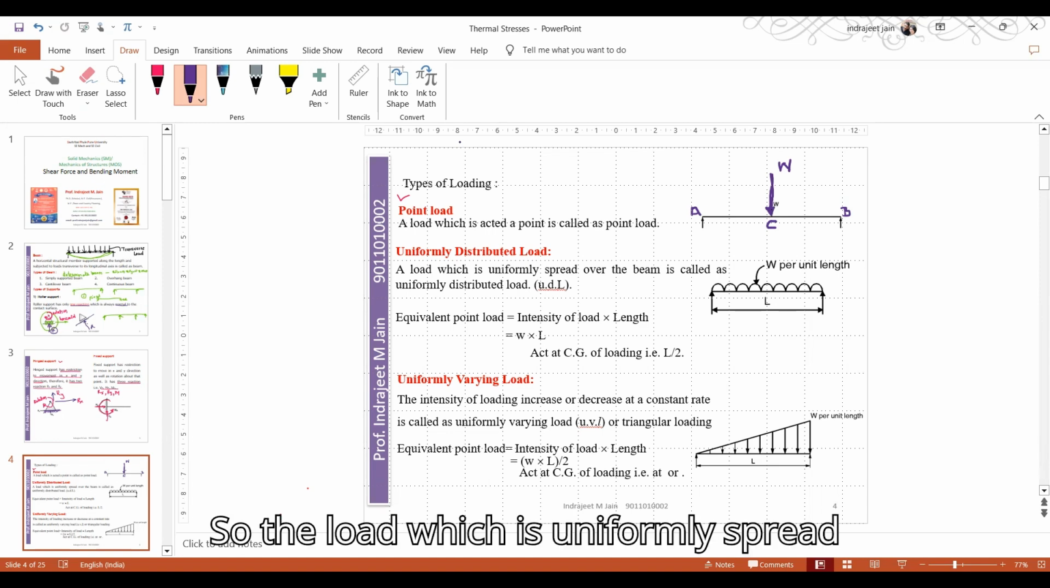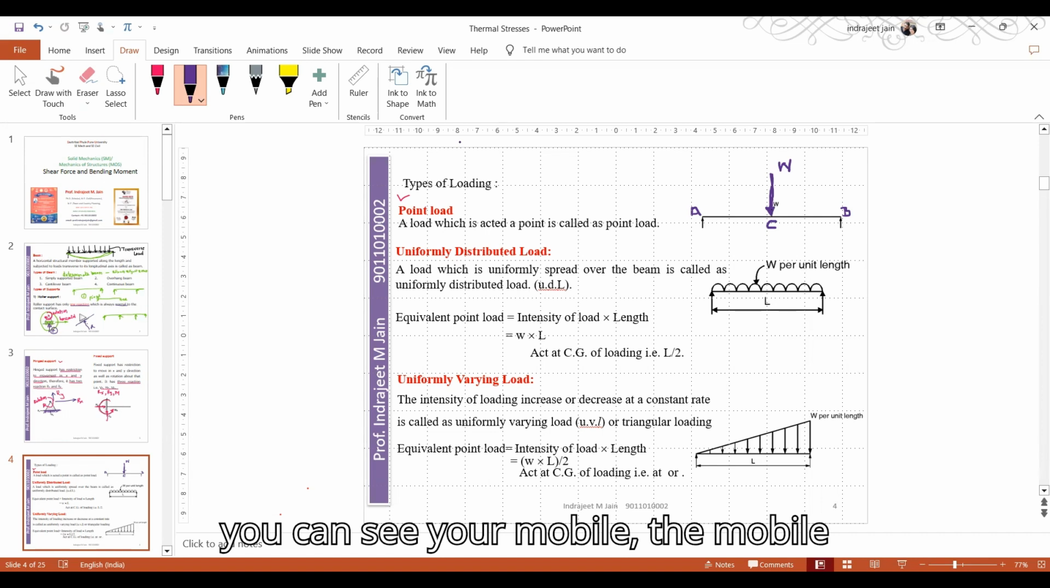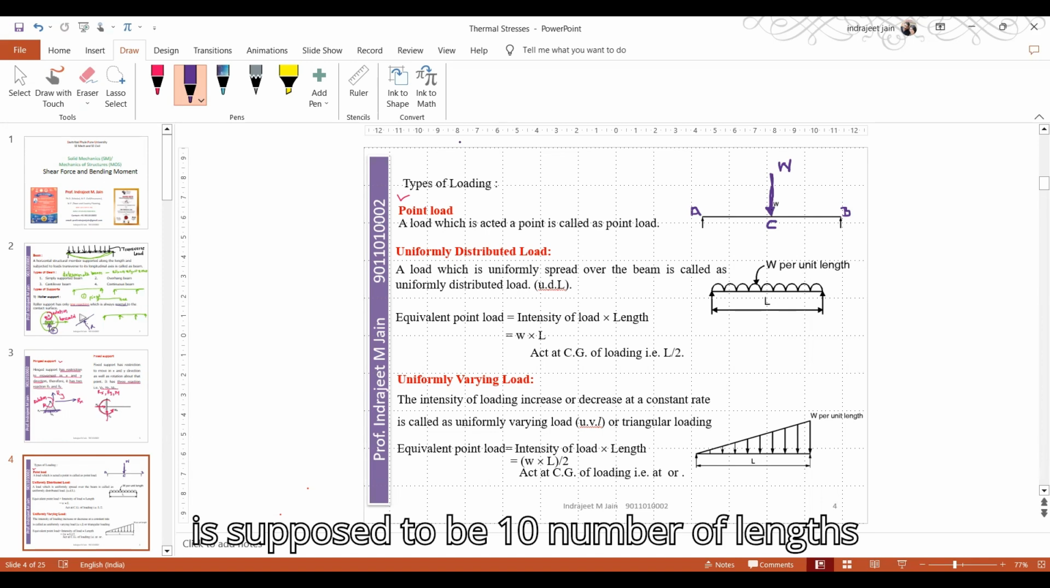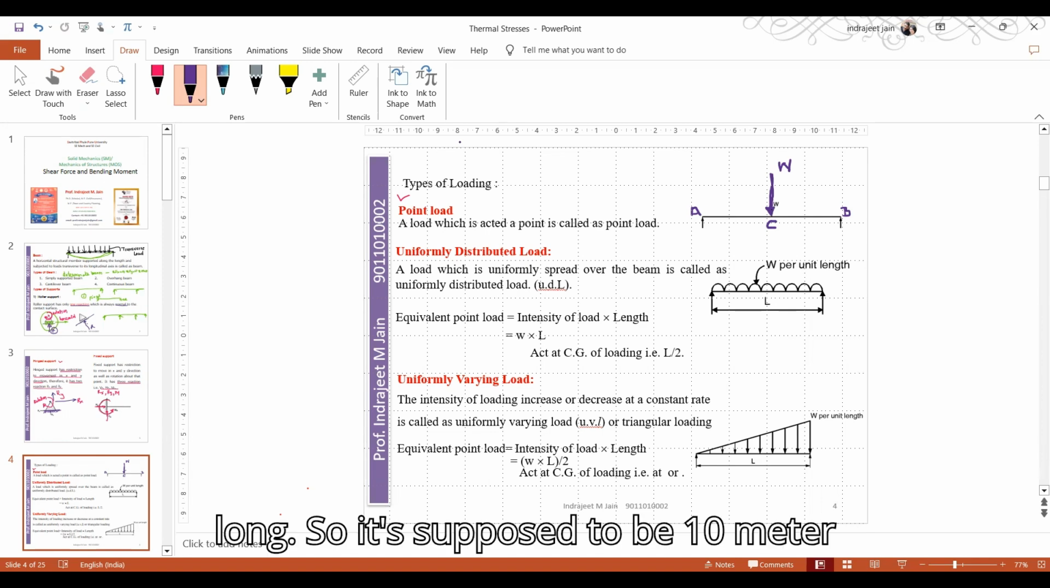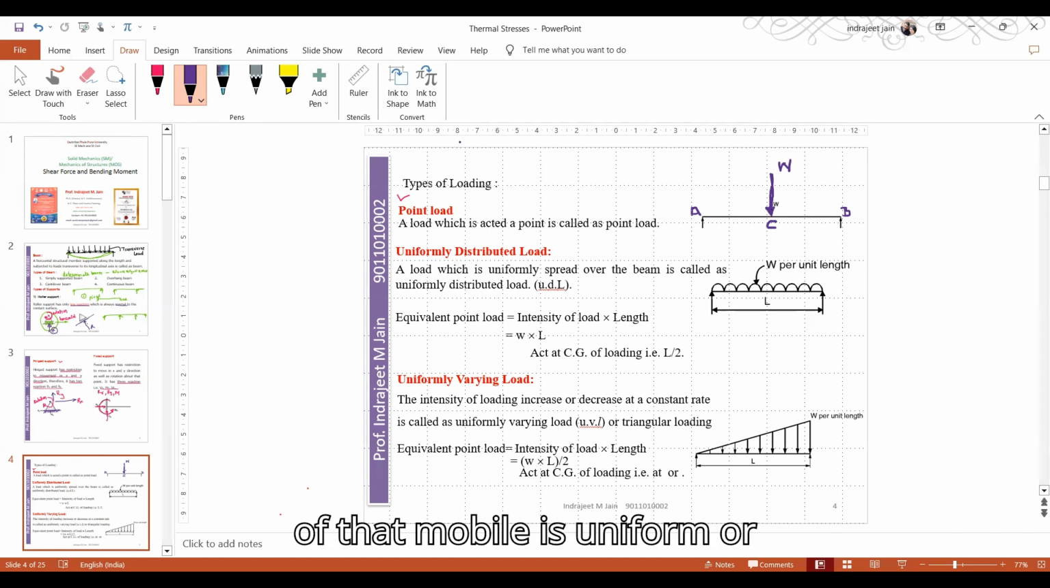So the load which is uniformly spread throughout its length. For example, you can see your mobile, the mobile having a common thickness, and this mobile is supposed to be n number of length long. So it's supposed to be 10 meter long. So for every 1 meter, the length of that mobile is uniform or constant.